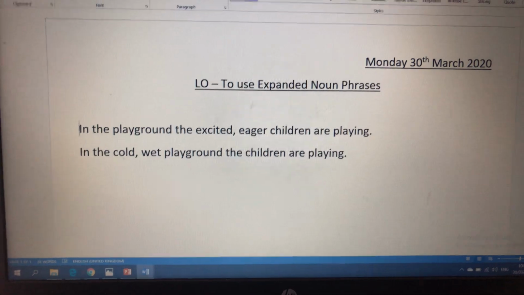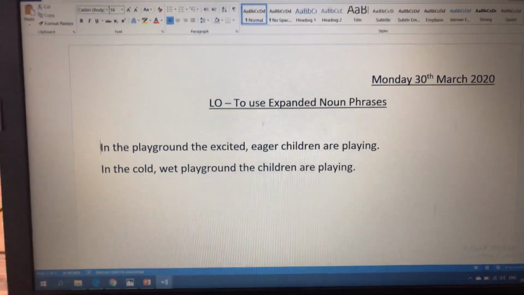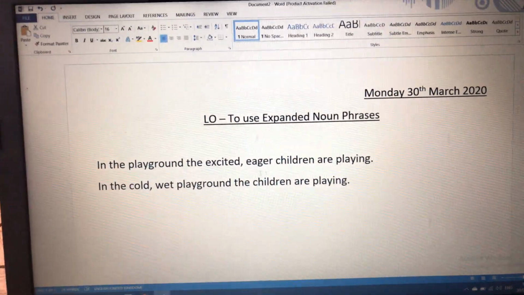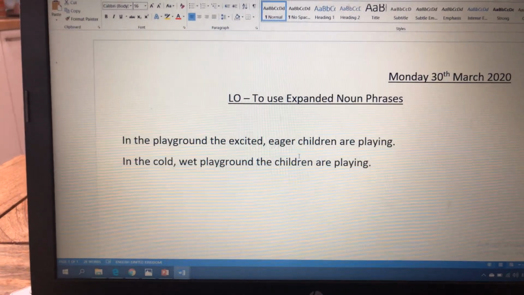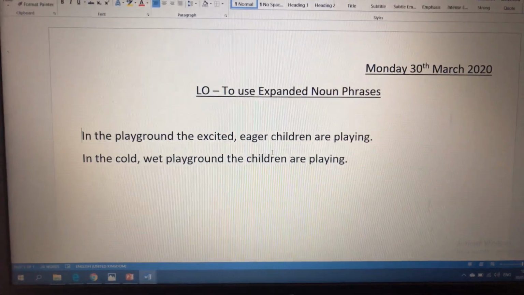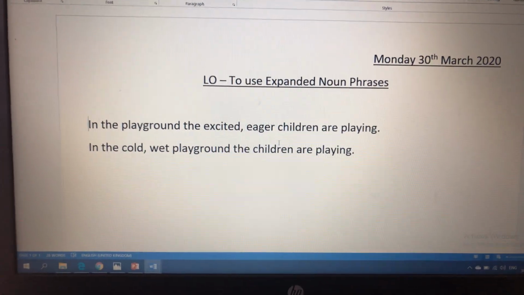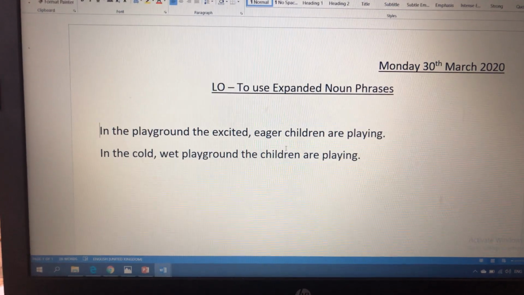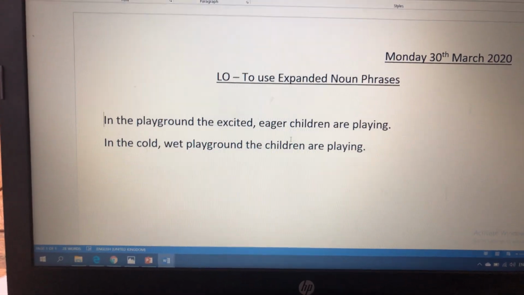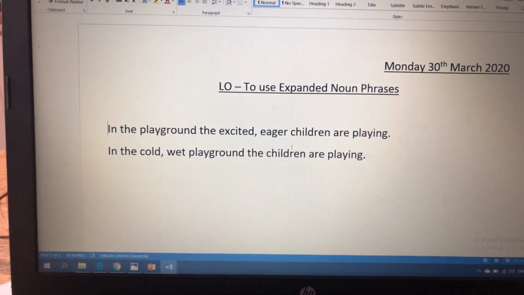So beyond that, we're using expanded noun phrases today, and those expanded noun phrases are two adjectives, which are describing words that go before the noun. So it's something that I'm describing in the sentence. In my sentence here, in the playground, the excited, eager children are playing, I've obviously got two nouns. I've got the playground and I've got the children.